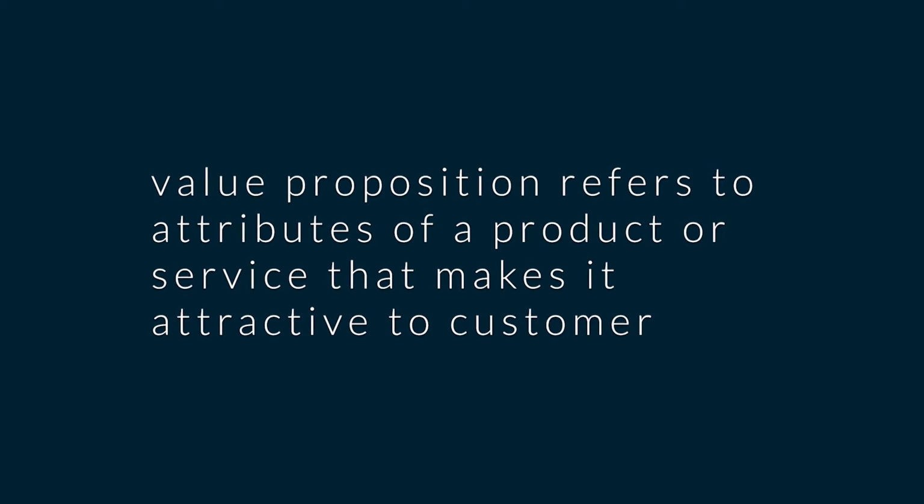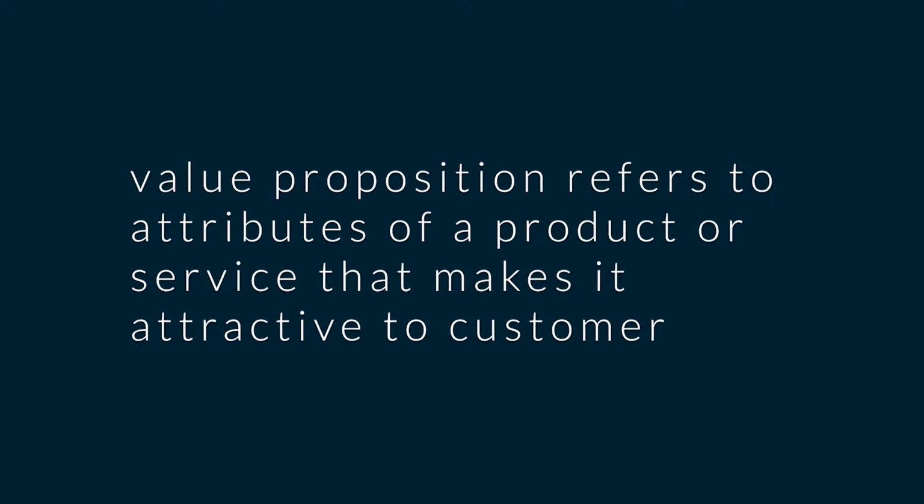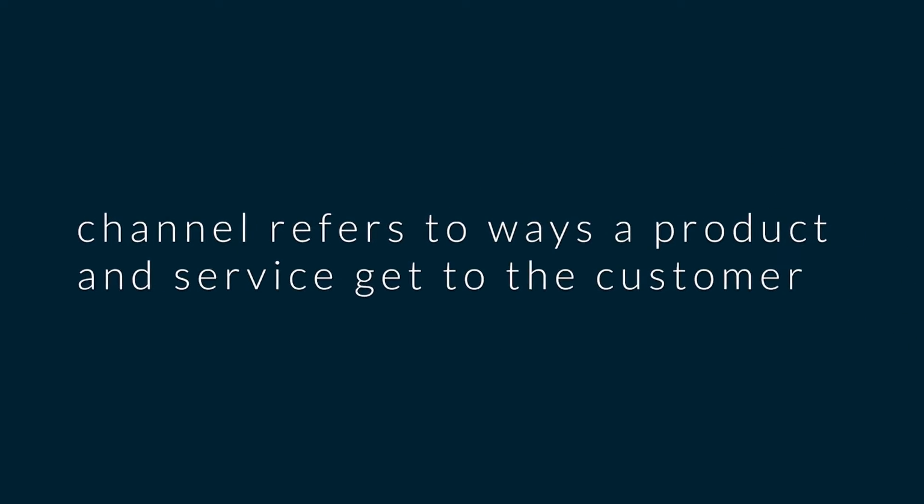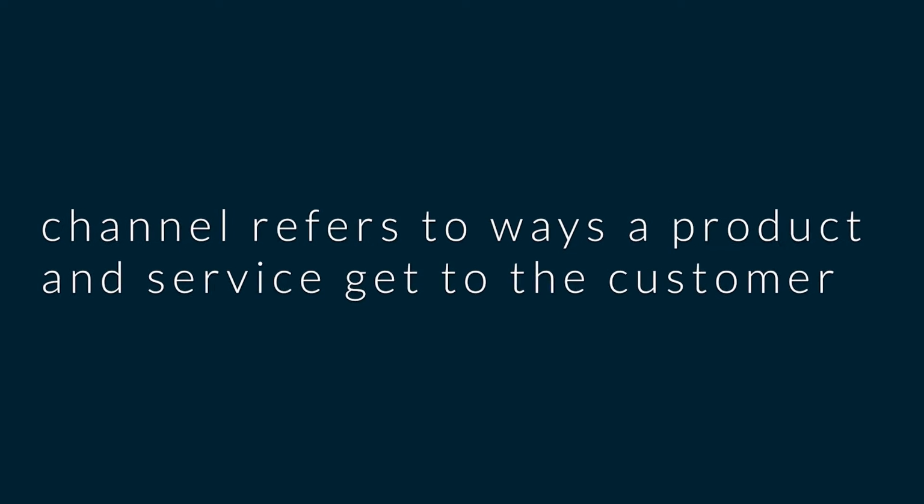A value proposition refers to attributes of a product or service that make it attractive to a customer, while channel refers to ways a product and service get to the customer. So there is specifically which customer you're targeting, what exactly about that product makes it attractive to that customer, and how does that customer get whatever it is that the product is all about. So how do they get the product, in short? So value proposition, key customer segment, and the channel. All those are things that the operations has to factor in when they are creating the product as part of the value chain.